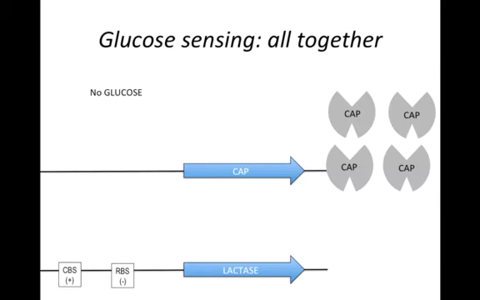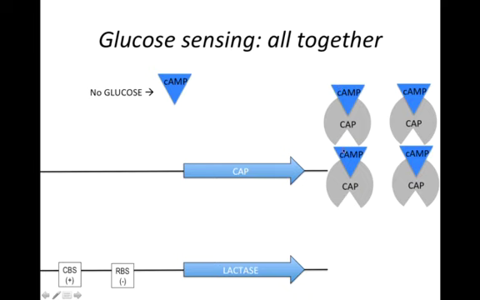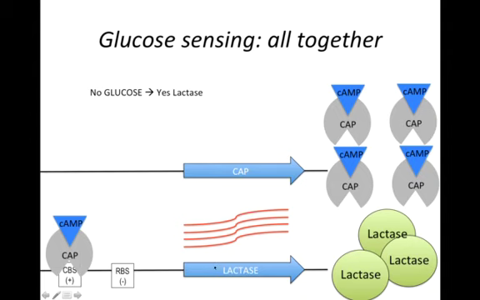Okay, let's work this out step by step. If there is no glucose, we just said that there will be cyclic AMP. That cyclic AMP is then going to bind to the CAP proteins, and the CAP proteins are going to undergo a conformational change that allows them to bind to the CBS, which then stimulates lactase production. It has to bind for lactase to be produced.